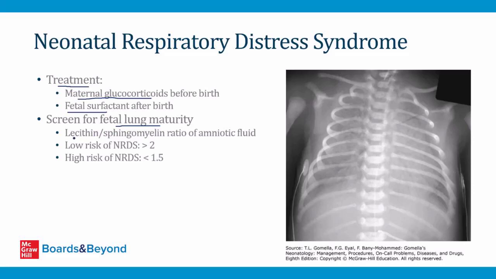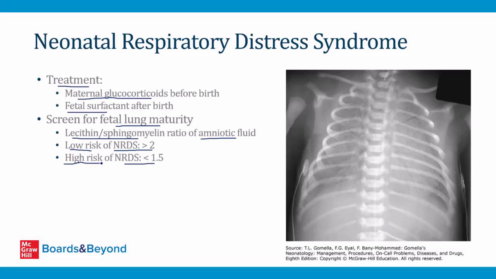It's called the ratio of lecithin to sphingomyelin in the amniotic fluid. So you draw a sample of amniotic fluid, you measure the amount of lecithin and the amount of sphingomyelin, and you look at the ratio. If the ratio is greater than 2, then the risk of neonatal respiratory distress syndrome is very low. On the other hand, if the ratio is less than 1.5, this indicates babies at high risk of neonatal respiratory distress syndrome.